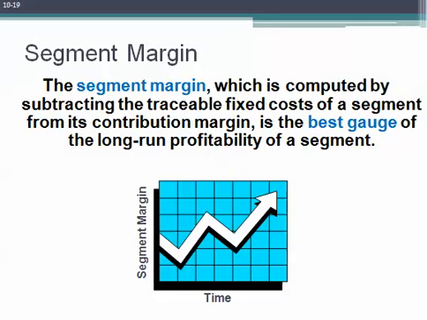Our segment margin is important because it sort of tells us the long-run profitability of a business segment. And we calculate our segment margin by subtracting our traceable fixed costs from the segment's contribution margin. And again, it's the best gauge of the long-term profitability of one of our business segments.